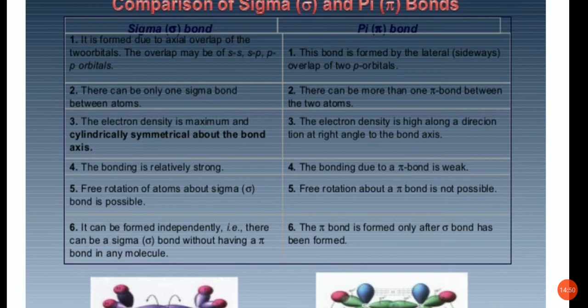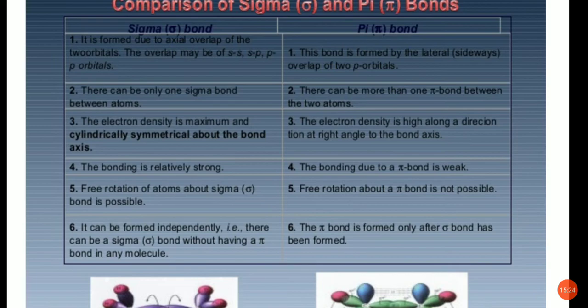First point: a sigma bond is formed due to the axial overlap of the two orbitals. The overlap may be ss, sp or pp, that means the bond is formed through the internuclear axis. And a pi bond is formed by the lateral or sideways, or parallel, overlapping of two p orbitals, only p orbitals. In sigma, ss, sp and pp are possible.